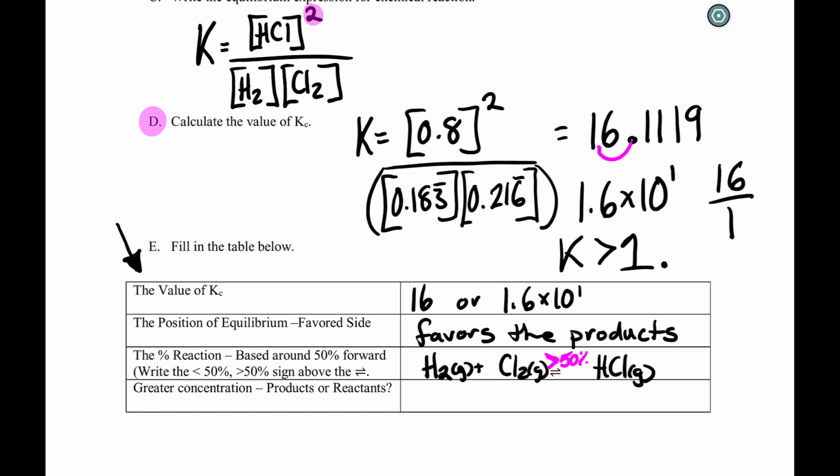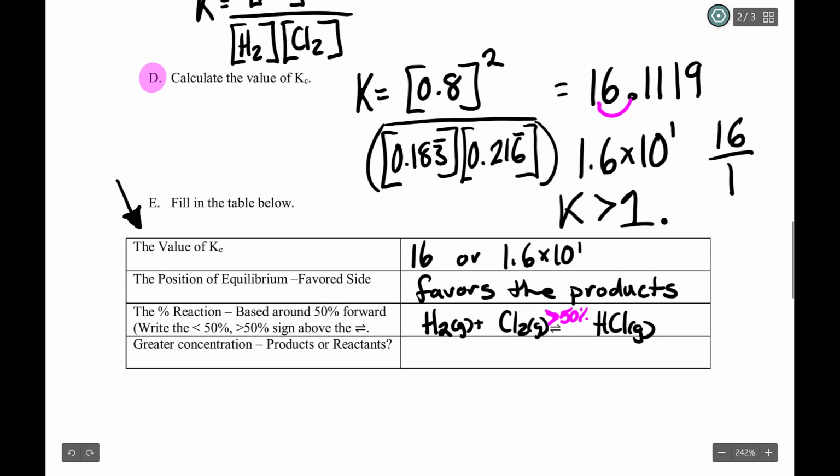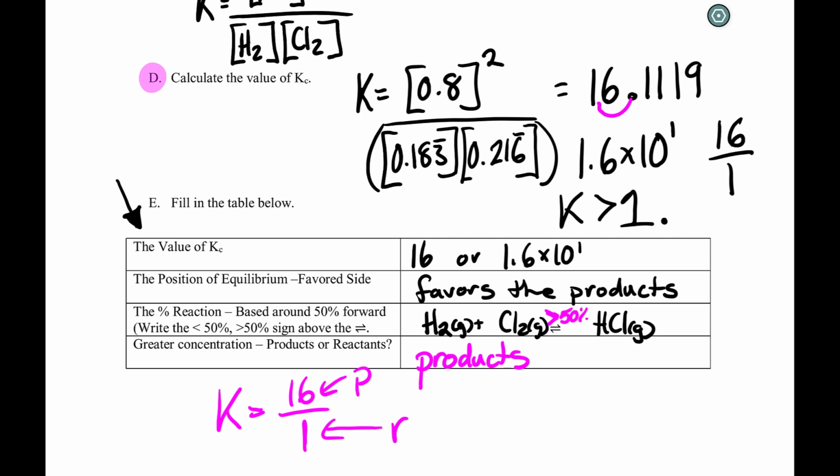And then, of course, what do we have a greater concentration of? Well, we have a greater concentration of products because, again, if my ratio is 16, it's really 16 over 1. This is the concentration of the products in comparison to the concentration of the reactants. So I have more products than reactants when the system is at equilibrium.